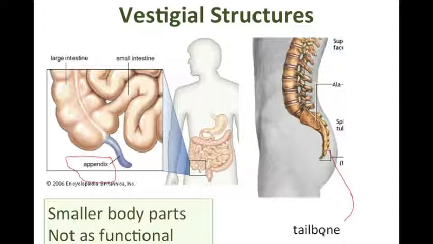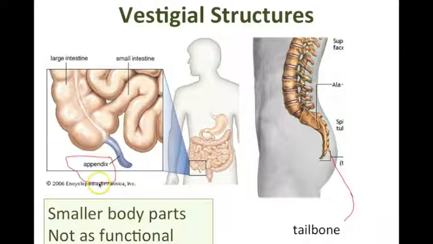And another structure you learned about was a vestigial structure. So for example, an example of a vestigial structure is the appendix. The appendix, a lot of people get it taken out, hopefully before it bursts. Also, your tonsils can get taken out because you don't need those body parts.